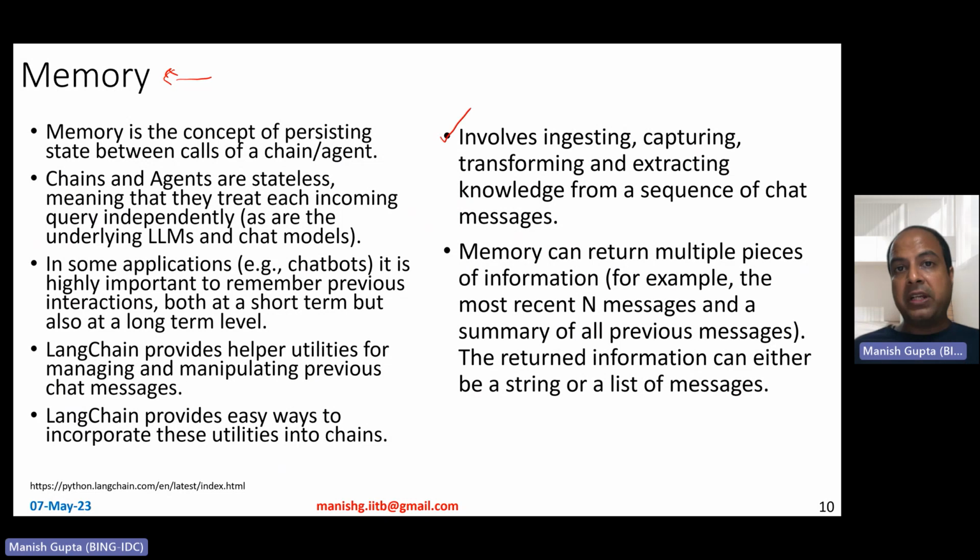It involves ingesting, capturing, transforming, and extracting knowledge from a sequence of chat messages. If a list of chat messages comes as part of the chain, as outputs or inputs, how can you use them to manipulate the memory? Memory can return multiple pieces of information. For example, it could return the most recent n messages from a chat conversation, or it could return a summary of the previous n messages, and so on. This returned information can either be a string or a list of strings. If it's a summary, it's just a string. If it's the previous n messages from the conversation, which you want to incorporate as additional context in your next call to a large language model, it could be a list of messages.